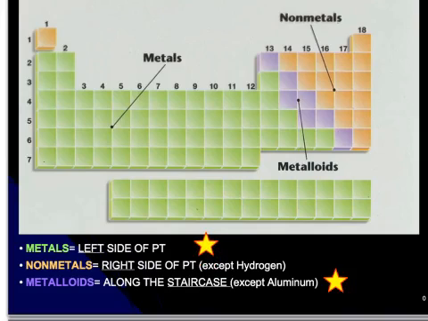Metals are on the left side, guys. Look at all these metals. And then you have just a few nonmetals compared to the metals. But we've talked about this staircase that goes down and divides them. And there you're going to find the awesome metalloids. They're along the staircase. Make sure that you write down except aluminum, because that one is not. But it's just an easy way to remember.